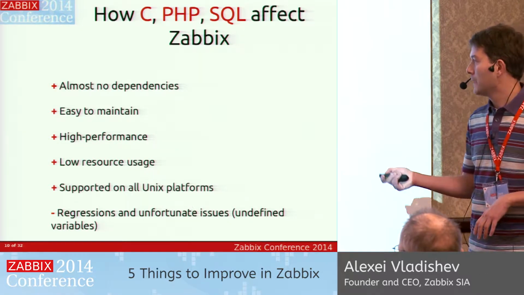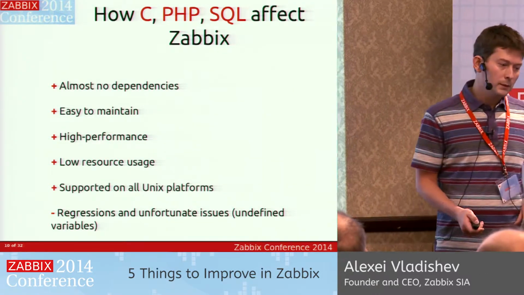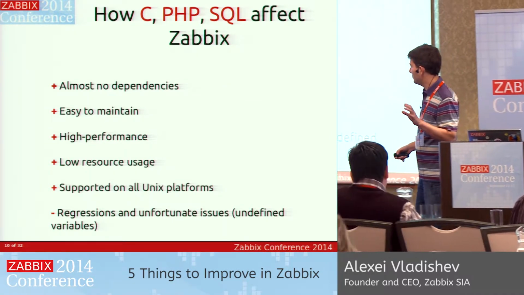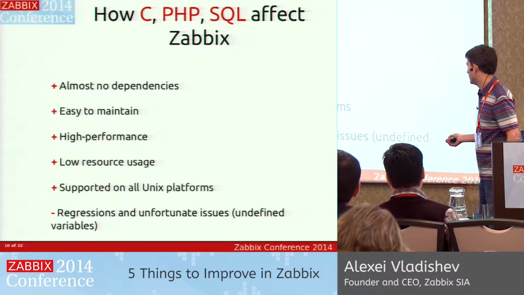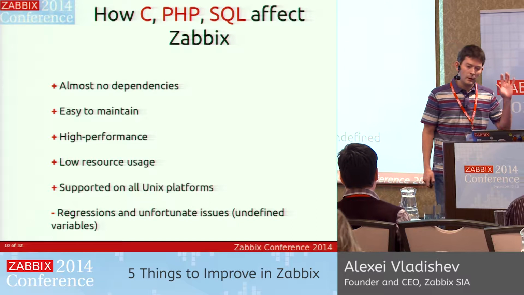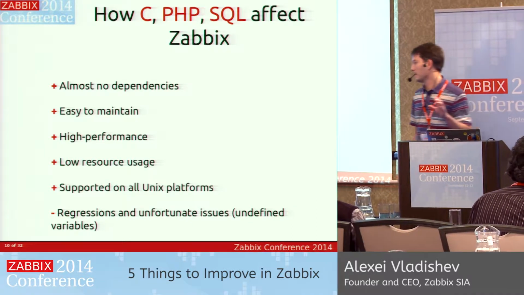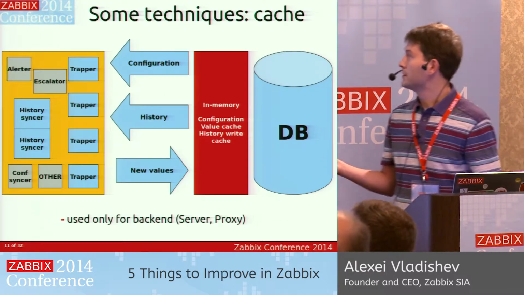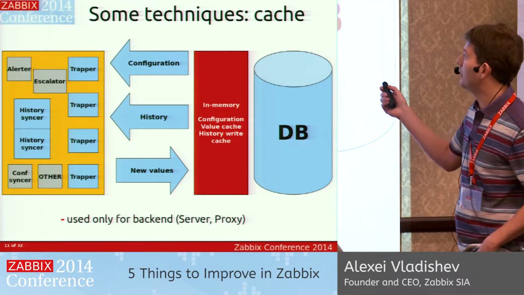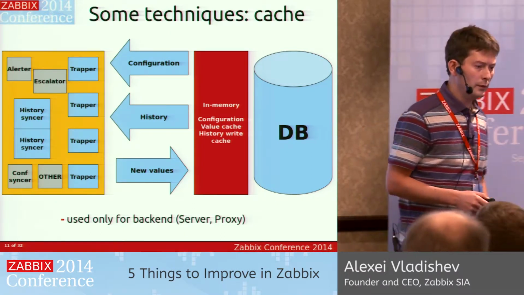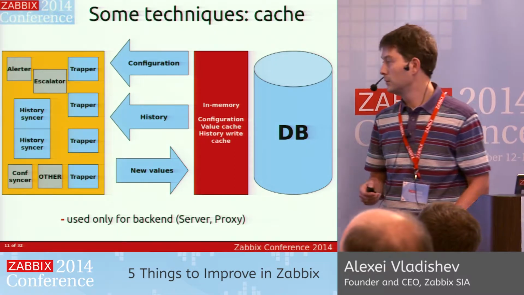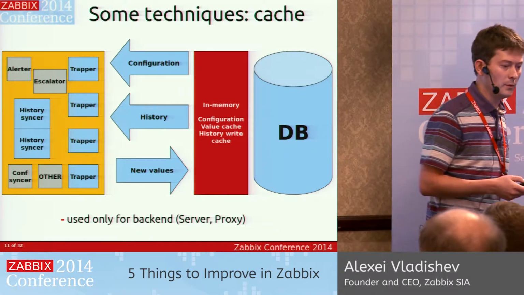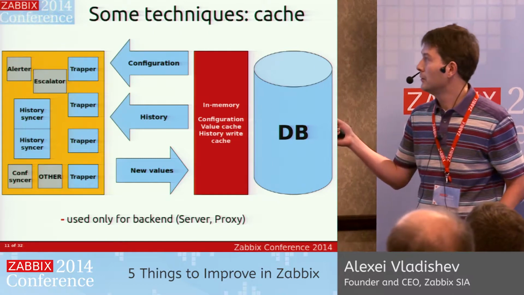Low resource usage, supported on all Unix platforms. Of course, the performance issues are mostly related to PHP, not really the PHP front end itself, but mostly some regressions and unfortunate issues because of the interpreted way PHP works. And there are some additional techniques we use to get better performance. One is a cache, yeah? It wasn't the case with Zabbix 1.8, for example, or Zabbix 1.4, or Zabbix 1.0. So now we use caching pretty extensively.